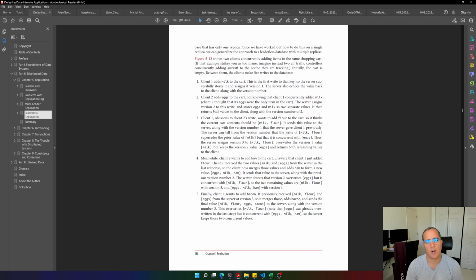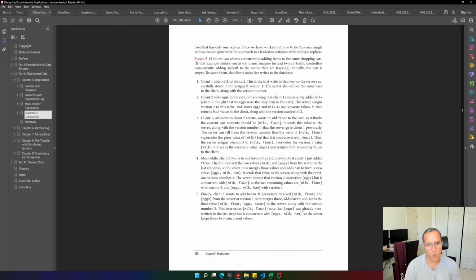Meanwhile, client 2 wants to add ham to the cart. Unaware that client 1 just added flour, client 2 received the two values, milk and eggs, from the server in the latest response. So the client now merges those values and adds ham to form a new value, eggs, milk, ham. It sends that value to the server along with the previous version number 2. The server detects that version 2 is overwritten, but that it is concurrent with milk, flour. So the two remaining values are milk, flour with version 3 and eggs, milk, ham with version 4.